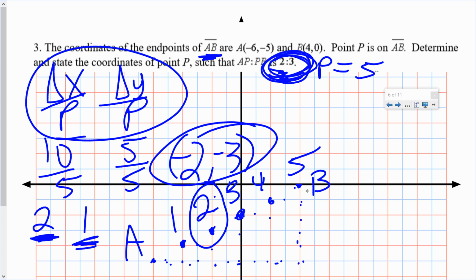I number them because I'm starting at A. A is 0. The first one is 1, then 2, and 3, then 4, all the way up to whatever P is. And then whatever number comes first in the ratio is the number that you circle. The more you do, the more comfortable you're going to be with them.